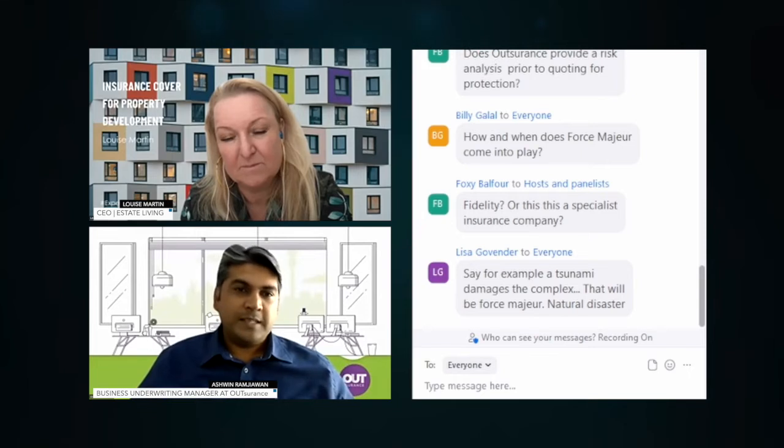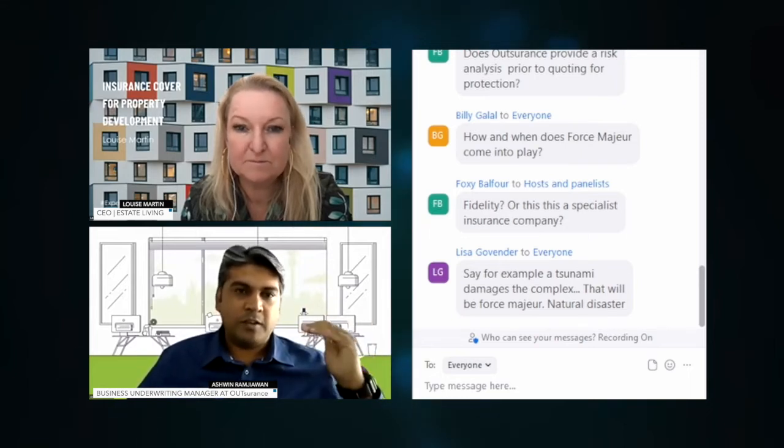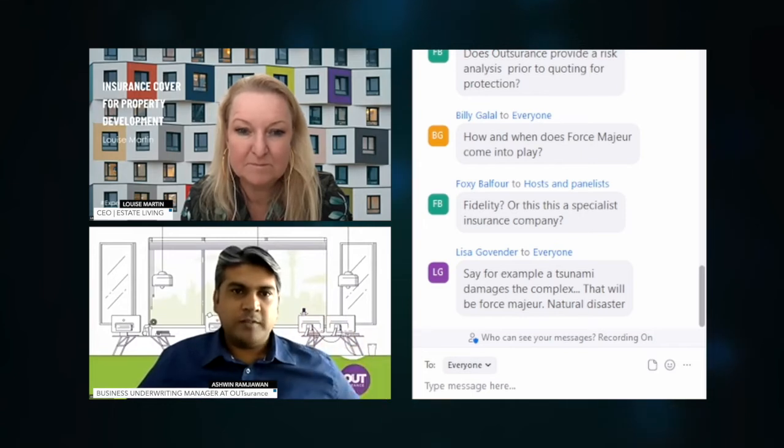If you need to specify items, specifying items typically on an all risk policy would mean you're listing all the items that you want to cover. I've got a jackhammer, I've got a generator and all of this. It's specified under your contractor's all risk policy.